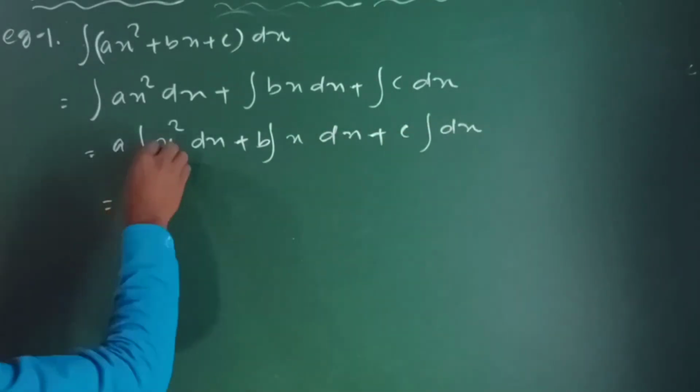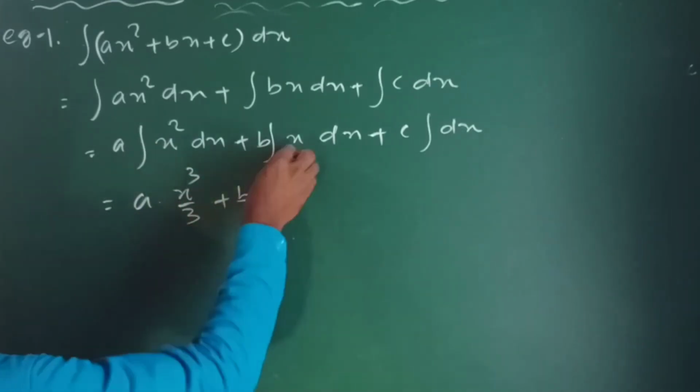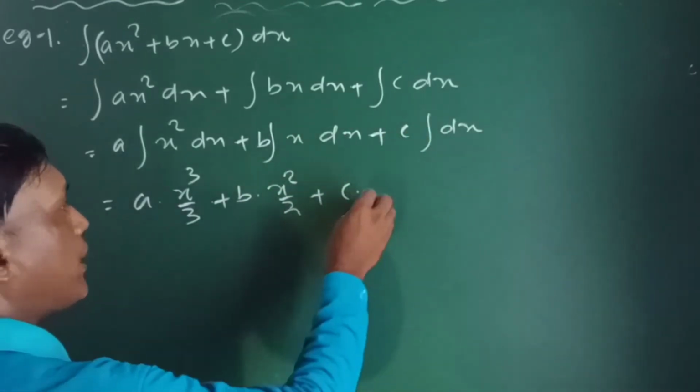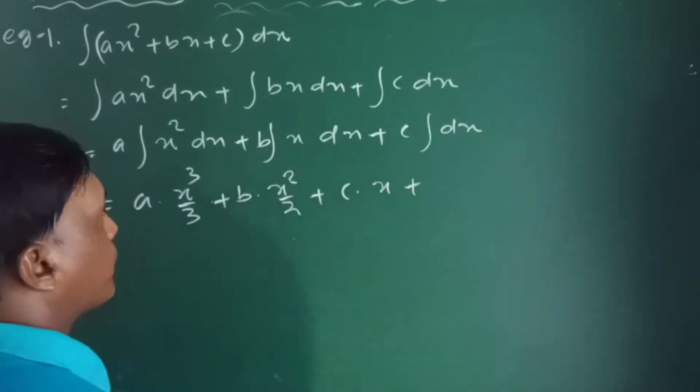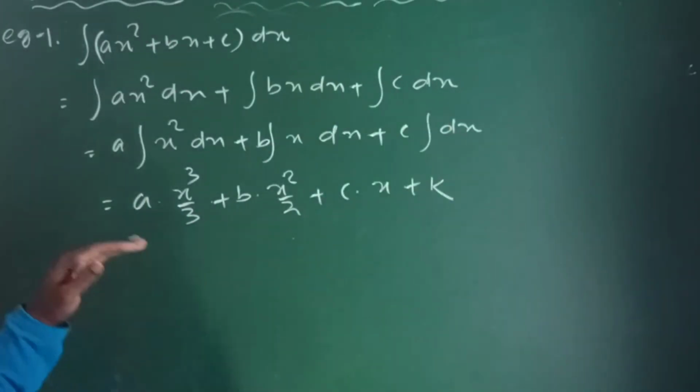Now a into integration of x square is x cube by 3, plus b into integration of x is x square by 2, plus c into integration of dx is x, plus we can take a constant here, the constant is k here. So this is the integration.